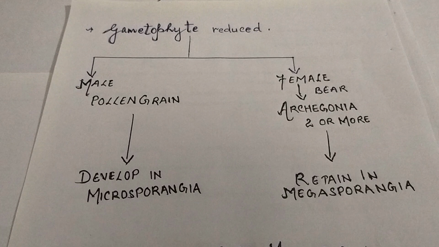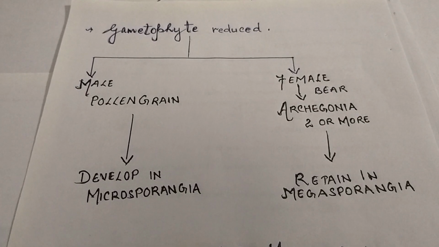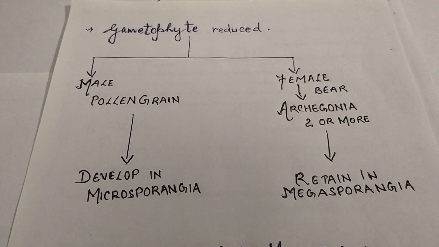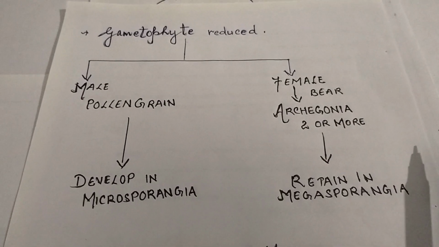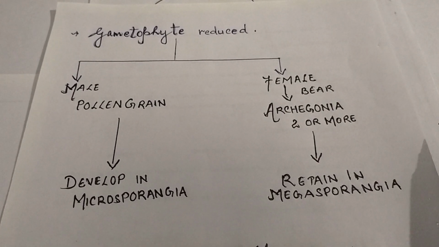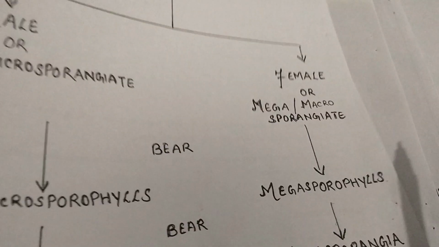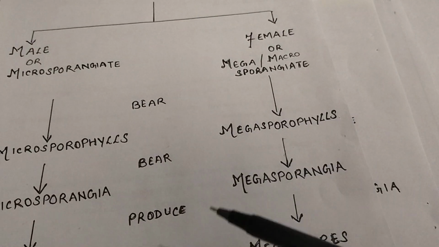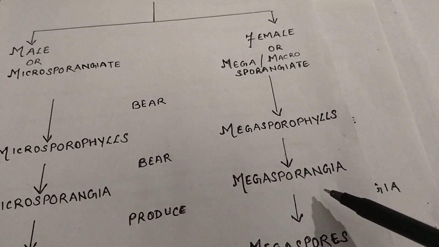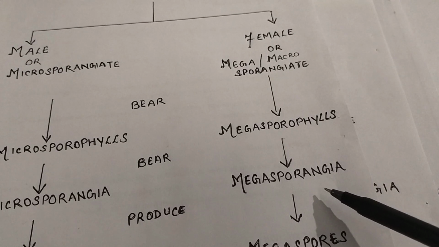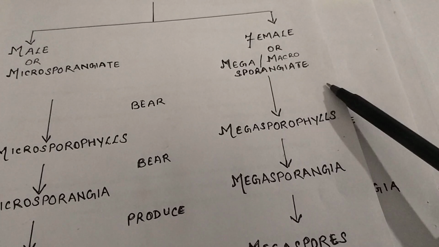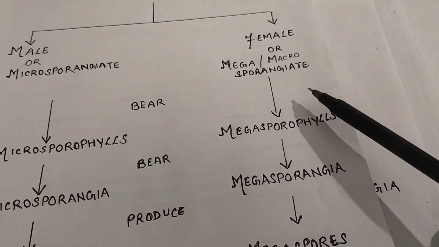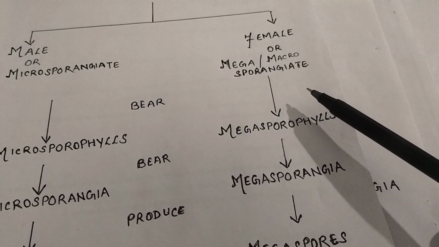The cones bearing the megasporophylls with ovules or megasporangia. The megasporangia we have studied here. Okay, as these megasporangia are formed on the megasporangiate, that is the female strobili.